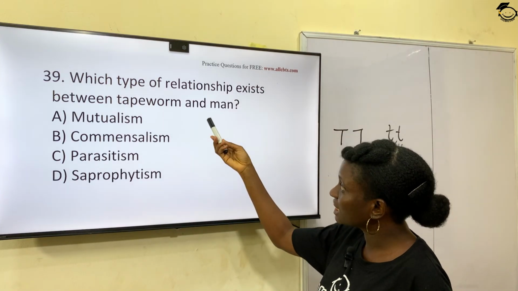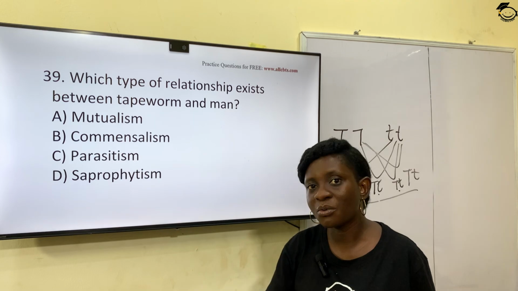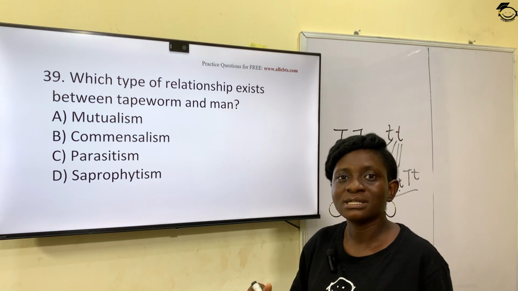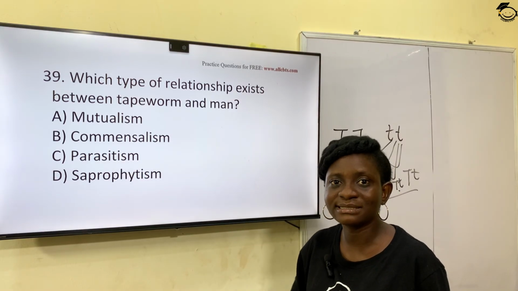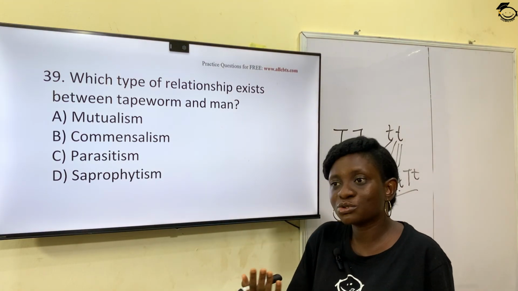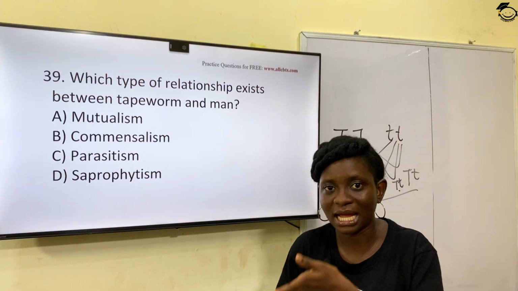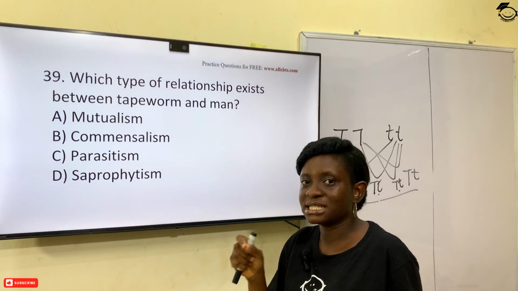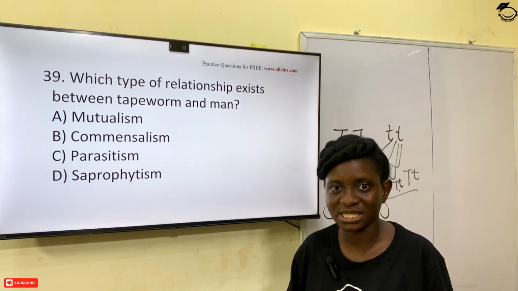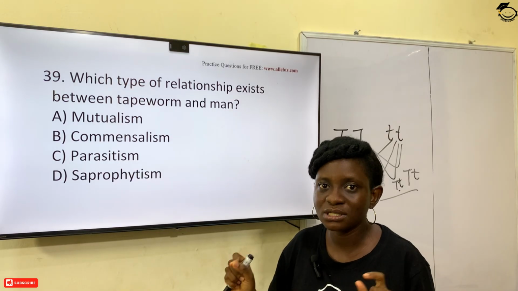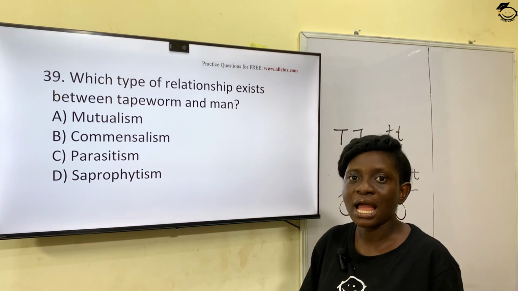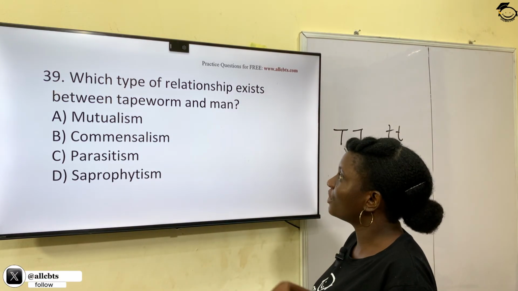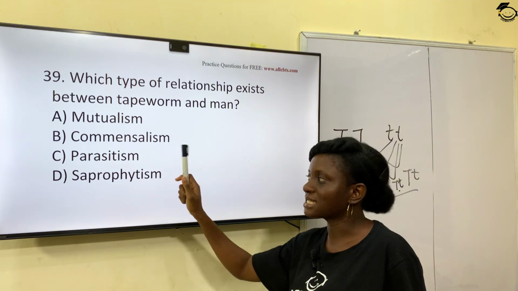In this case, the relationship between tapeworm and man is parasitic, because the tapeworm takes in the nutrients that are supposed to nourish man, while man is being harmed, being deprived of those nutrients, leading to deficiency, and it can lead to poor weight gain, weight loss. So the correct answer is parasitism, option C.